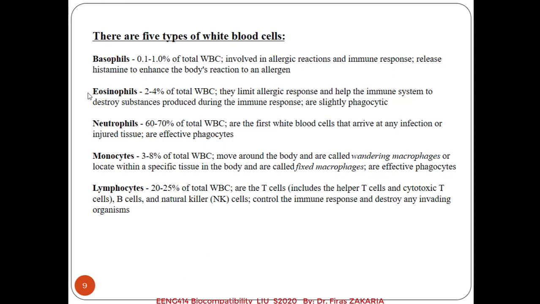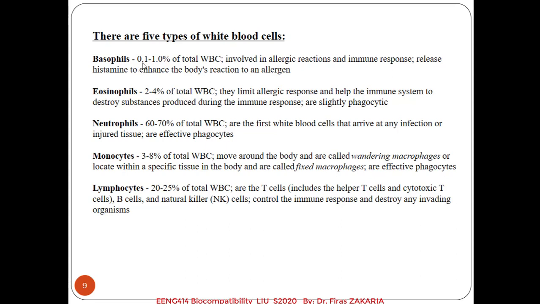Basophils. شو هو هني هدول basophils, eosinophils, neutrophils, monocytes and lymphocytes. طبعا اكثر شيء موجود هني النيوتروفيلز واللينفوسايتس. النيوتروفيلز تقريبا 60-70% of total white blood cells. And وهني the first white blood cells that arrive at any infection or injured tissues. هني اول white blood cells بيتدخلوا وبيهاجموا ال external أو بهاجموا الأنتيجين الجسم الغريب. نيتروفيلز أكيد هني effective phagocytes.